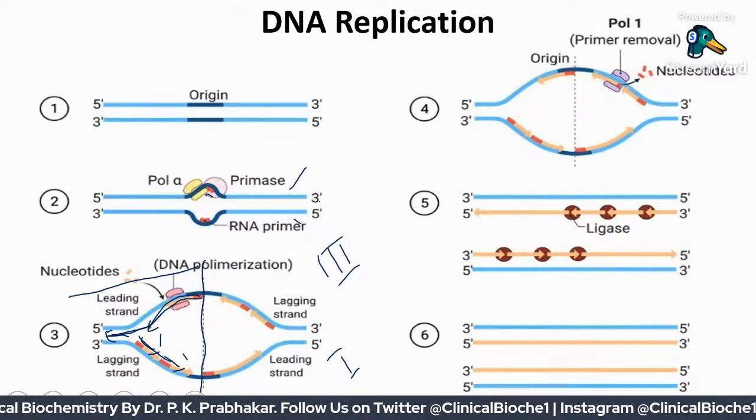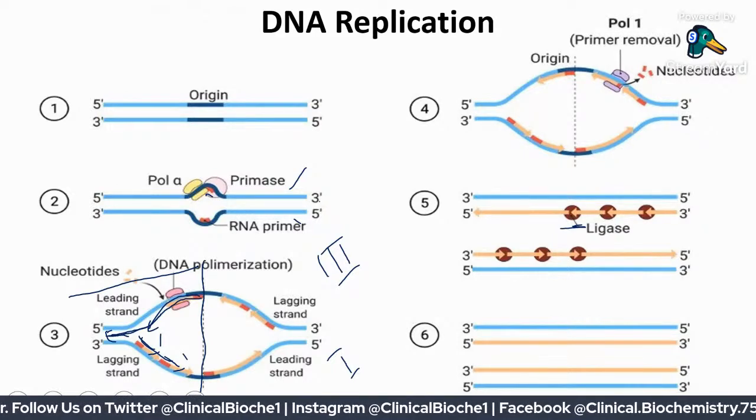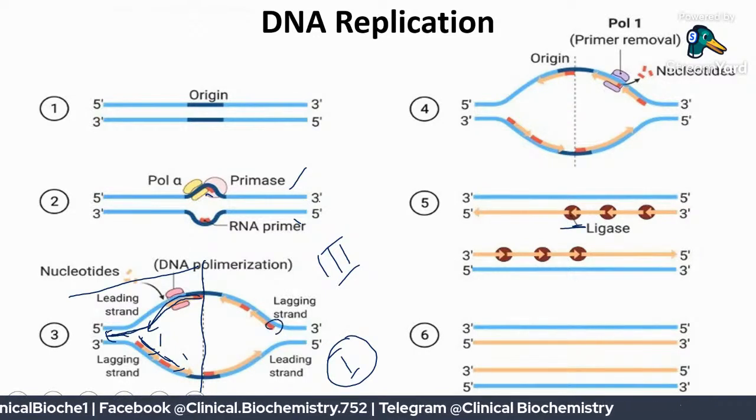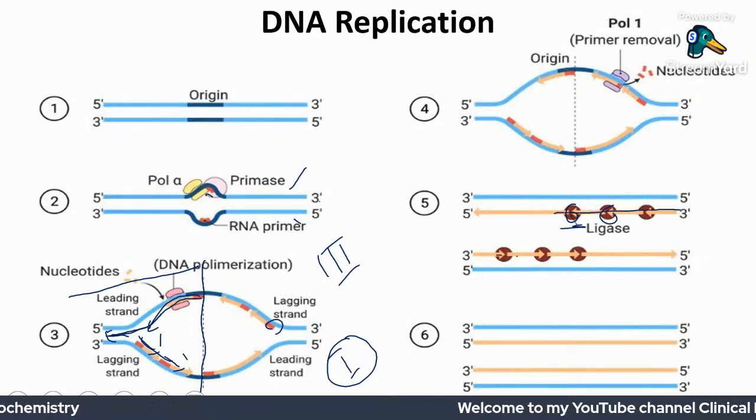Once this is formed, we are going to have a ligase reaction. This DNA polymerase removes the RNA portion and replaces it with DNA, and then ligase joins it, seals the gap, fills the gap. So you will have a continuous DNA strand like this one, and ultimately we will have two DNA strands.